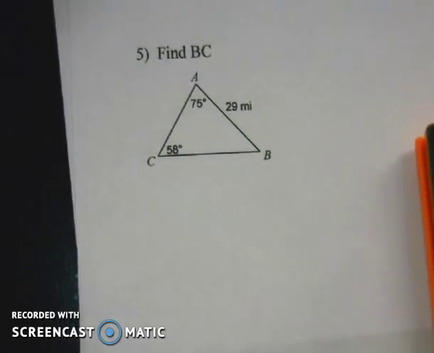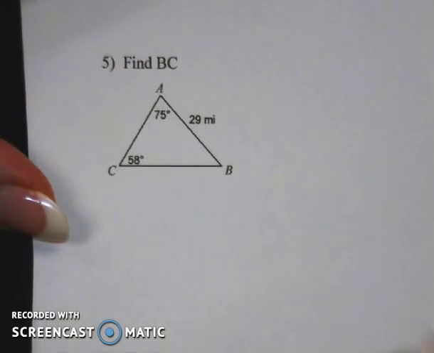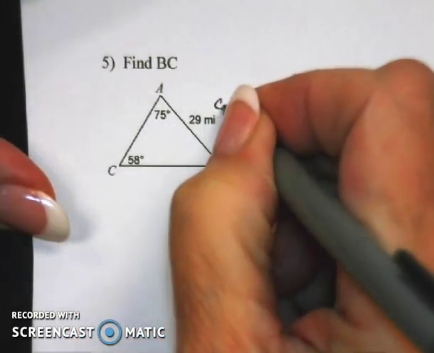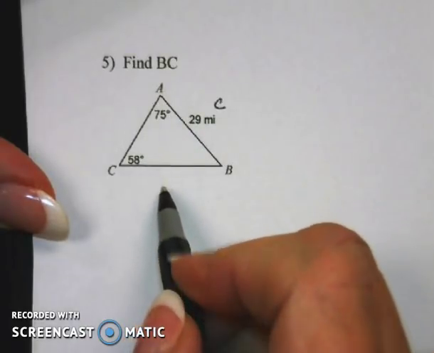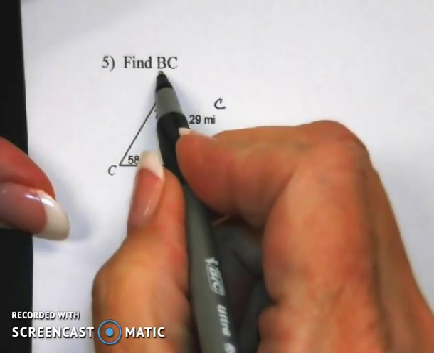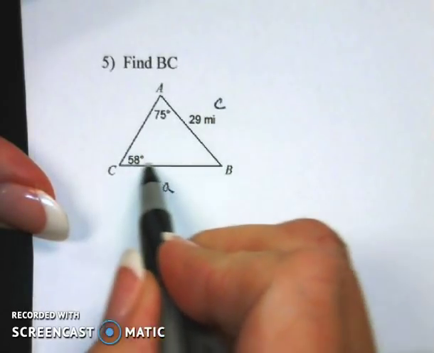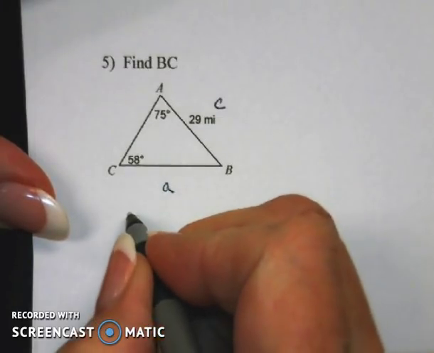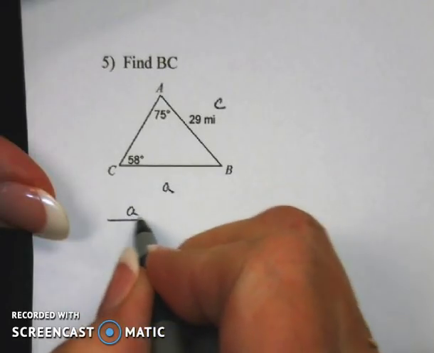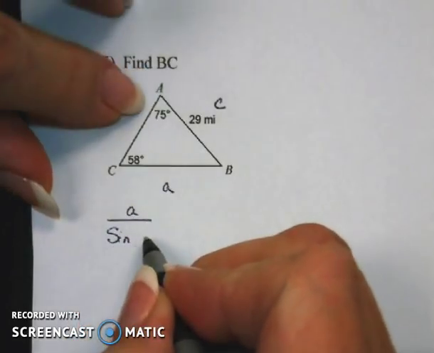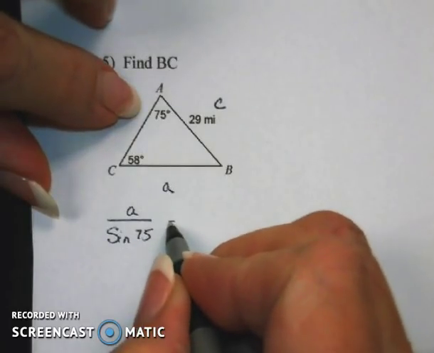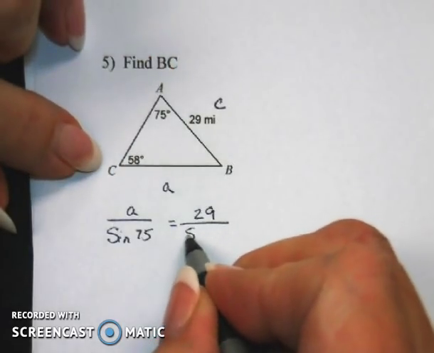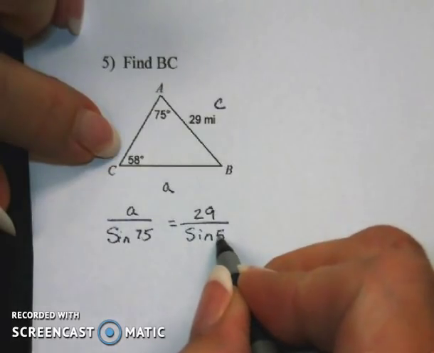Let's do number 5. Okay, I've got 2 angles. Across from angle C is side C. Across from angle A is side A. Well, what are they asking me to find? BC. B to C. This is the side they're asking me to find. So side A divided by the sine of angle A, which is 75, is equal to side C, 29, divided by the sine of angle C, which is 58.